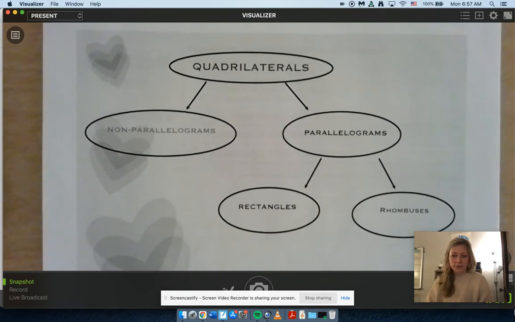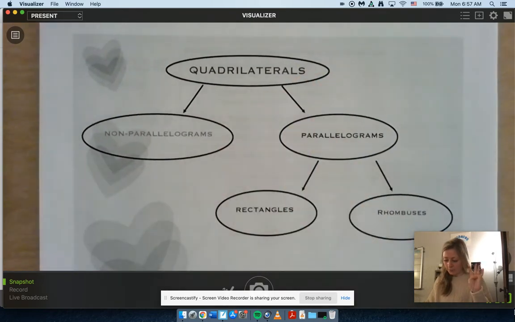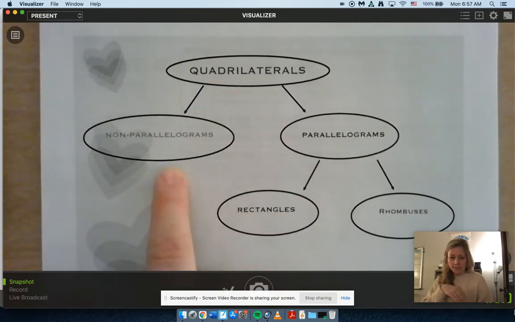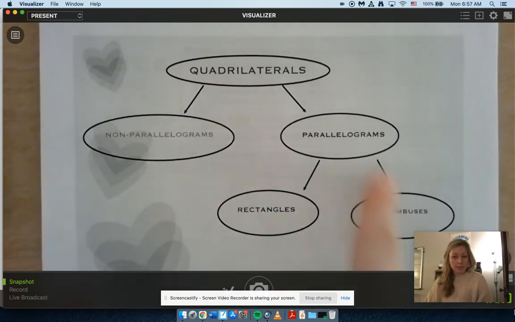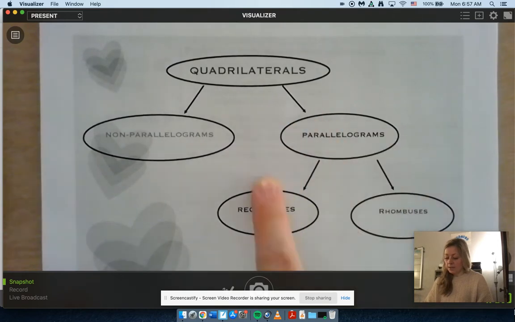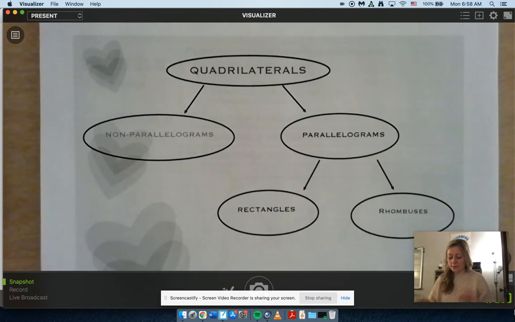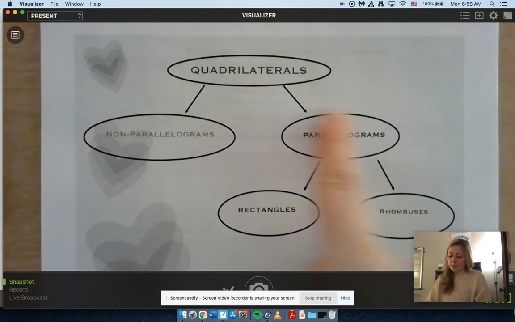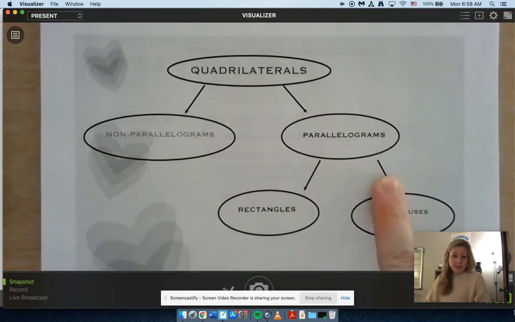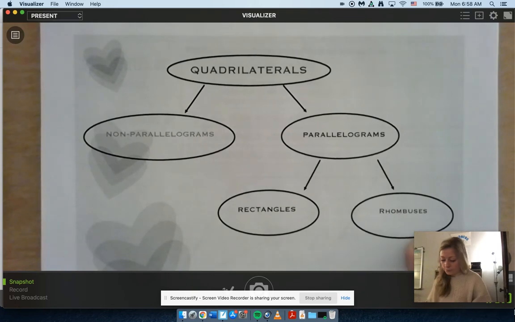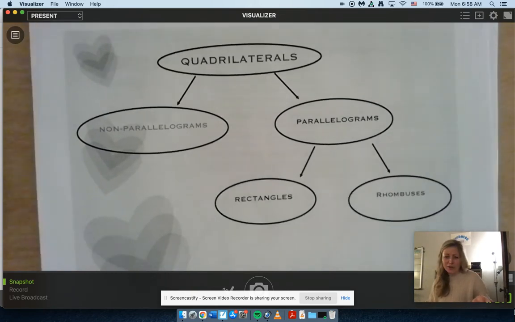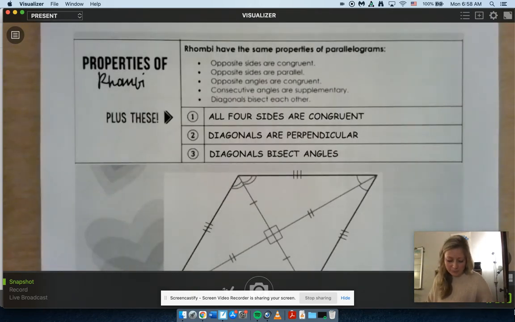So again, a quadrilateral is just a four-sided shape, right? And then from that, we have non-parallelograms, which we'll talk about in our next lesson. And then we've been talking about parallelograms for a while, right? So from parallelograms, we have kind of two different categories. We have rectangles, which we talked about in our last lesson, and then rhombuses. So a rhombus has all six properties of a parallelogram, plus some that make it its own. So, what are those properties? Well, let me tell you.